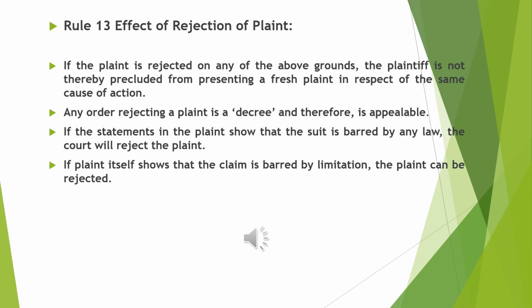Rule 13. Effects of rejection of plaint. If the plaint is rejected on any of the above grounds, the plaintiff is not thereby precluded from presenting a fresh plaint in respect of the same cause of action. It means if the plaint is rejected by the court on the grounds mentioned in Order 7 Rule 11, then the plaintiff can file a fresh plaint with the same cause of action again. Any order rejecting a plaint is considered as a decree. So, as the rejection of plaint is considered a decree, the plaintiff can go for appeal also.